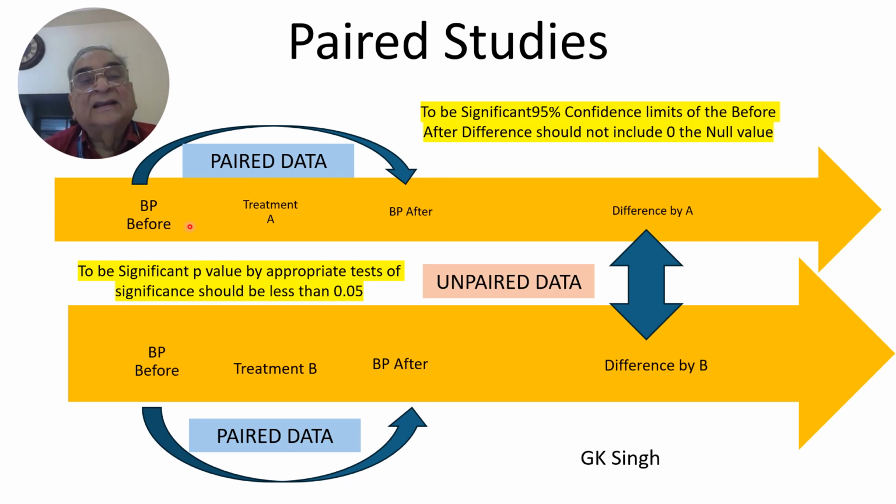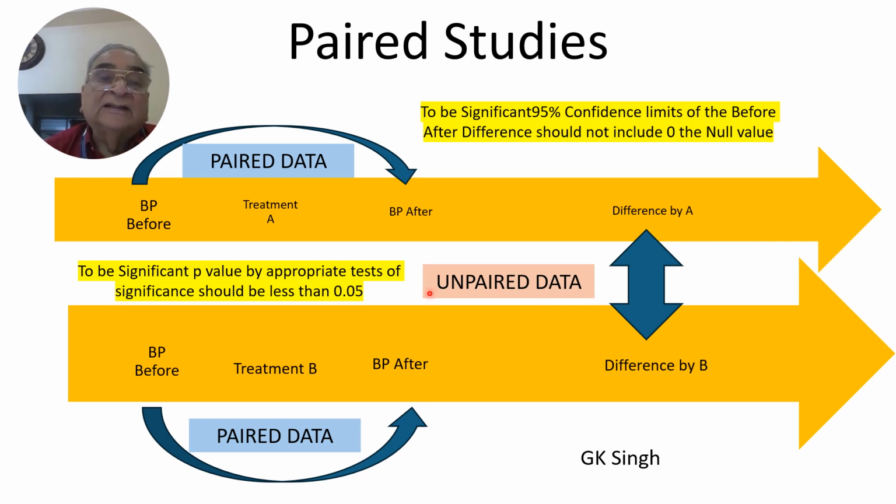But supposing we are then comparing the improvement by treatment A or treatment B, then the difference which we observe by treatment A and the difference that we observe by treatment B are not dependent on each other. And therefore, this data is unpaired data. To find out the magnitude of difference, the mean difference by A and mean difference by B will be subtracted from one another, and that would become the magnitude of difference.